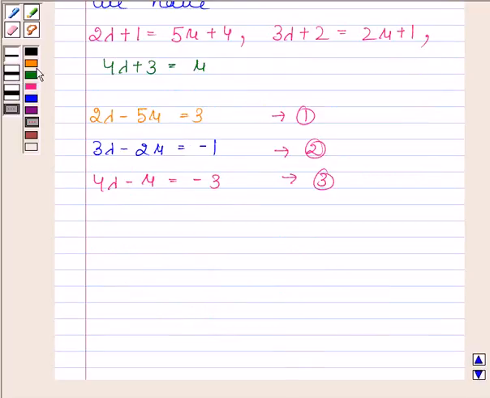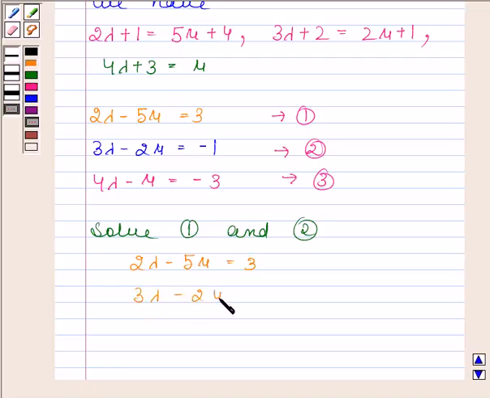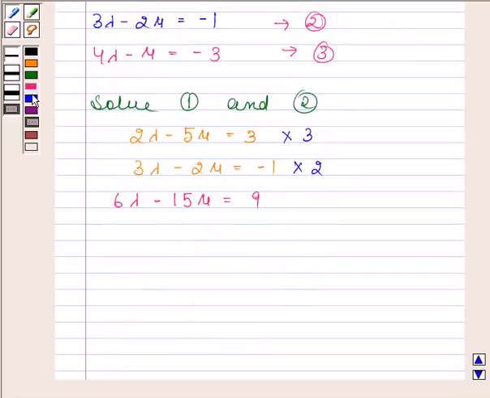Now we will solve equation 1 and 2. Equation 1 is 2 lambda minus 5 mu equals 3, and equation 2 is 3 lambda minus 2 mu equals minus 1. So multiply this equation by 3 and this by 2. So we get 6 lambda minus 15 mu equals 9. Then we have 6 lambda minus 4 mu equals minus 2. Now subtract this equation from this equation. So we have minus 11 mu equals 11. And this implies mu is equal to minus 1.